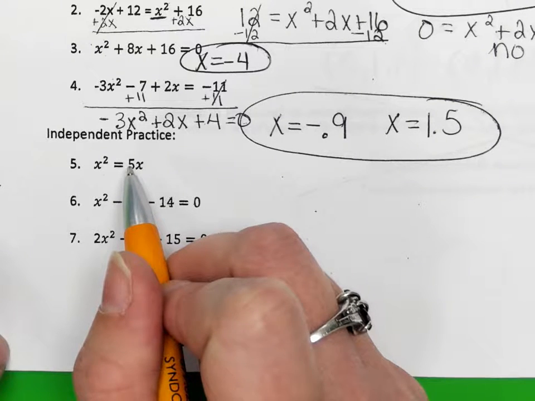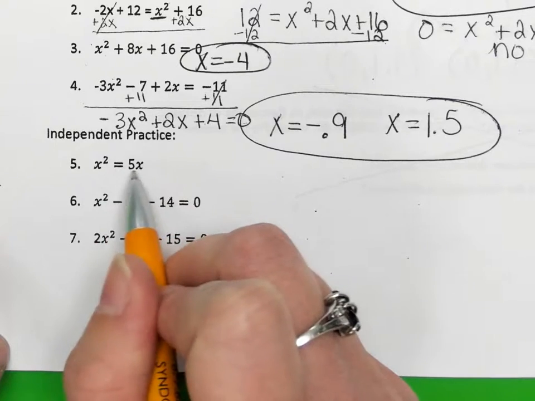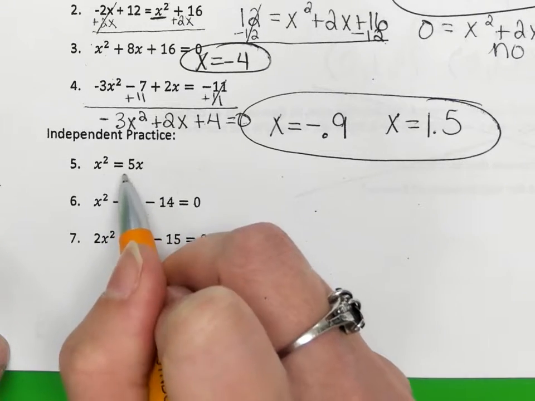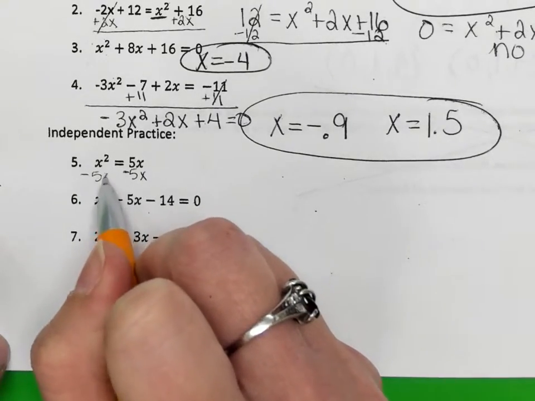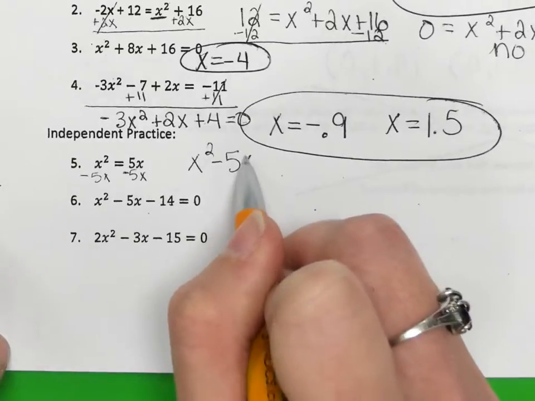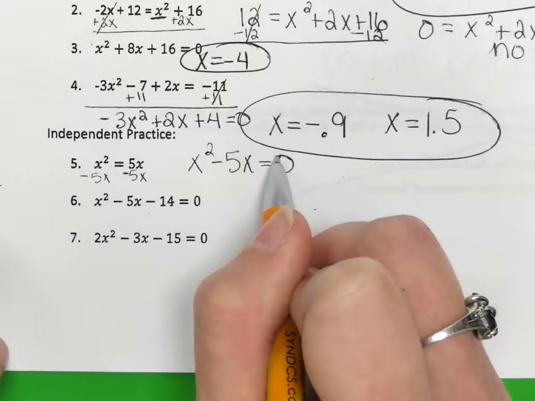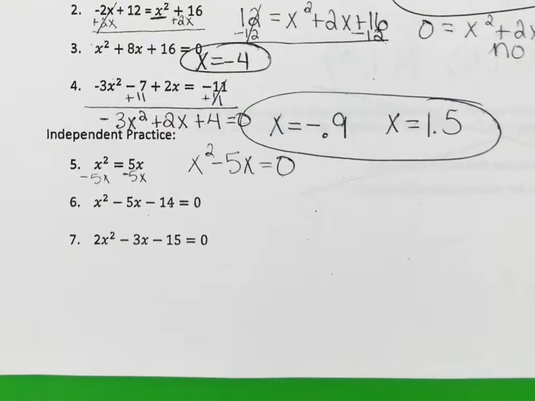I want this one. You got it? Okay, get your pencil. Which one of these do I need to move? The x squared. Let's move the 5x. So subtract it. So it'd be x squared minus 5x is equal to 0, okay? All right, plug that in. And the other 2 should be pretty simple. All right, y'all try those 3 and see what you get.